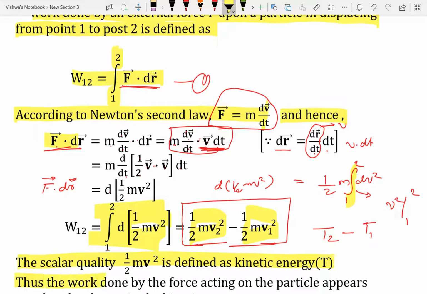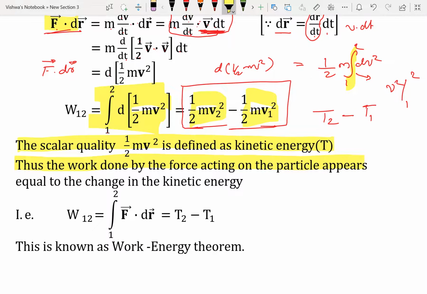Thus the work done by a force acting on a particle is equal to the change in kinetic energy. So this equation gives the work done as the change in kinetic energy. That is, W12 equals the integral of F dot dr, which equals T2 minus T1. So this is known as the work energy theorem. What is the work energy theorem? The work done by a force acting on a particle is equal to the change in kinetic energy. So we call it the work energy theorem.